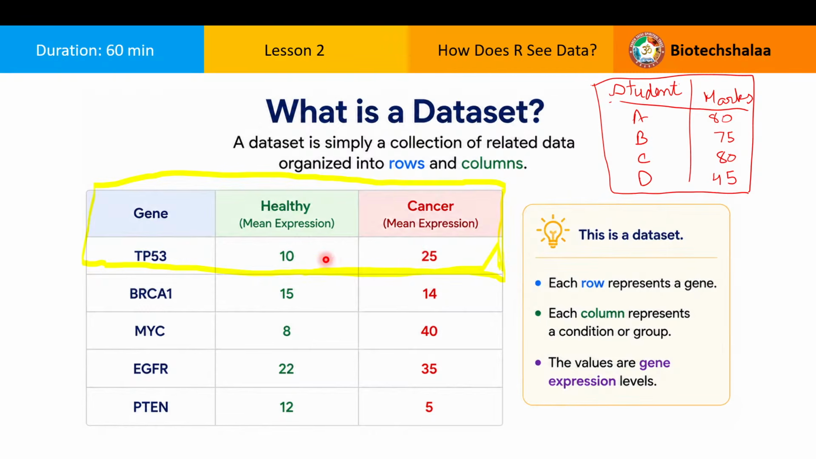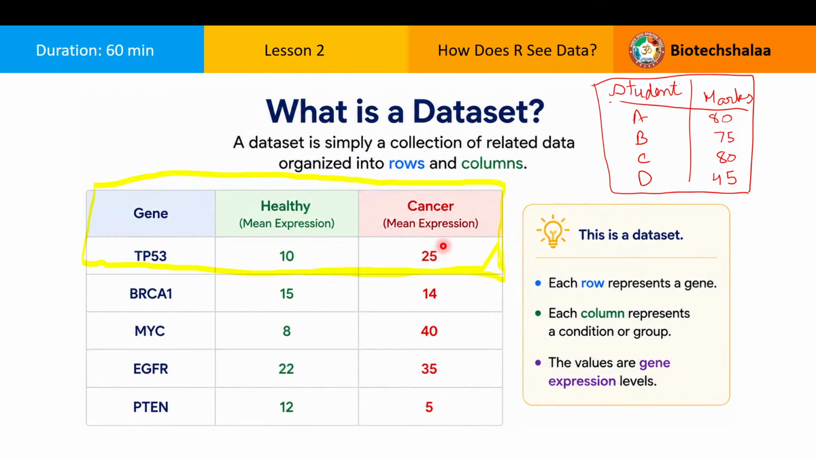You are not just reading the numbers here, you are thinking about the data, and this is exactly the skill that we want to build. The single row here is giving us three pieces of information. First, what gene we are talking about. Here we are talking about the TP53 gene. Second, its expression in healthy cells. And third, its expression in cancer cells. From these three pieces of information, we conclude that TP53 has higher expression in cancer cells.